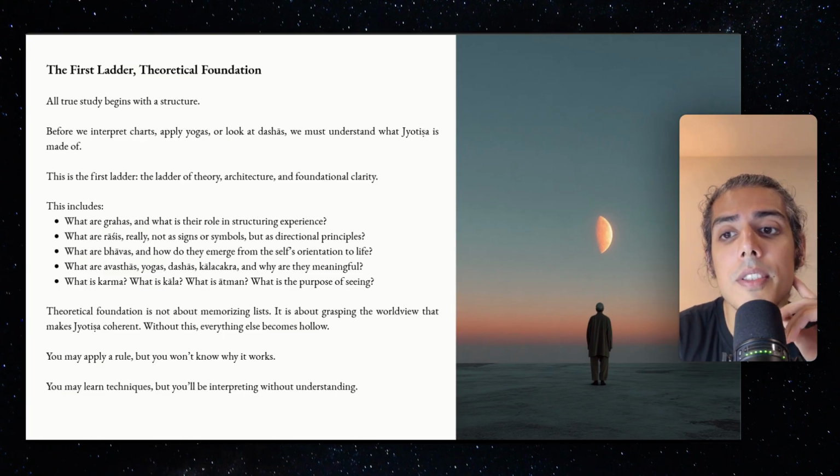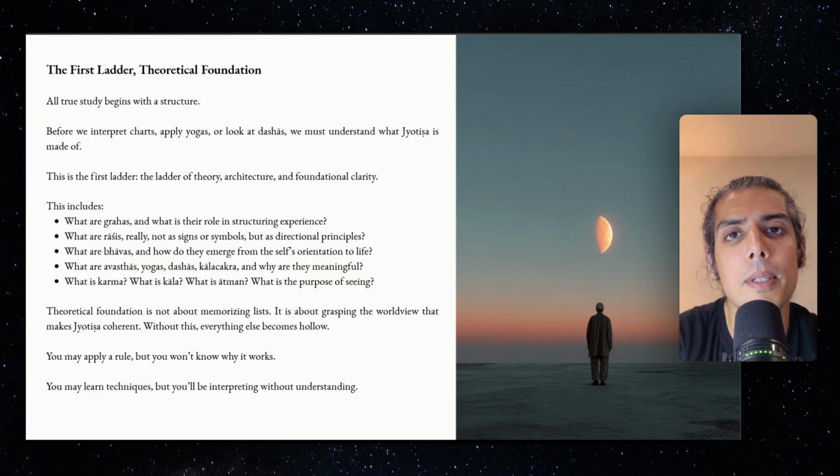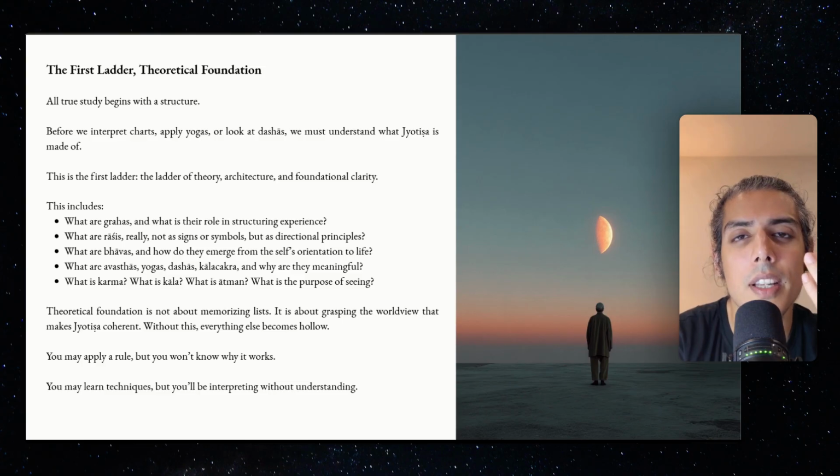So what are rashis? Really not as signs, symbols, because signs is animal symbols, signs. These are all Western astrology ideas. What is a rashi? What is that word? Where does it come from? What is it indicating? Why this 12 division of 30 degrees each? Does it have anything to do with the stars, with the constellations, or is it spatial? Is it psychospatial? What are they talking about?